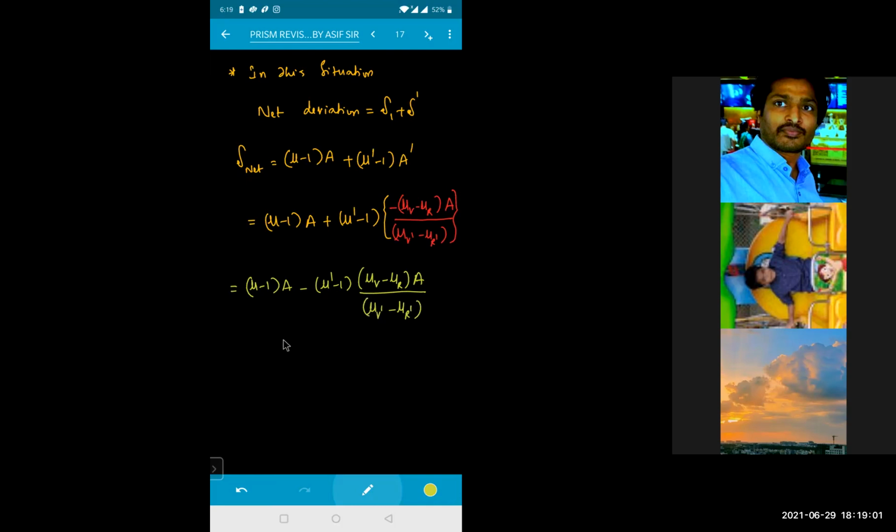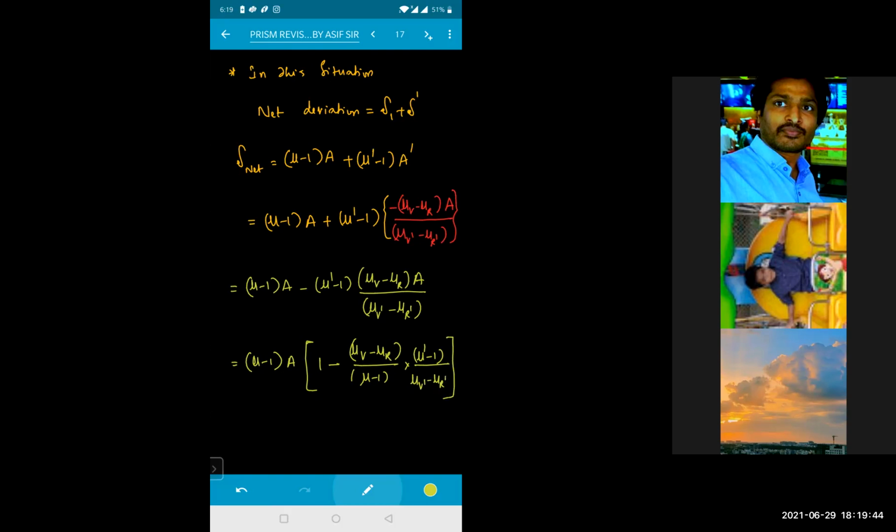Any problem? Now can I take (μ minus 1) into A common, because A is anyhow common? If I take (μ minus 1) common into A, what do I need to do here? This will become 1, and the second term is divided by (μ minus 1). So this will become (μv minus μr) divided by (μ minus 1). If I am taking (μ minus 1) common, I need to divide by (μ minus 1) on both sides of the equation. That means this will become (μ' minus 1) divided by (μv' minus μr'). Is that clear?